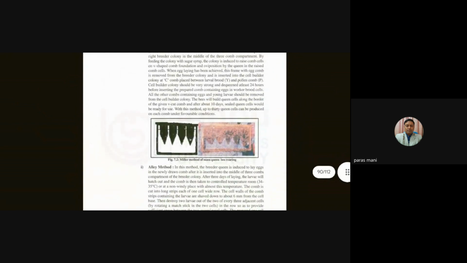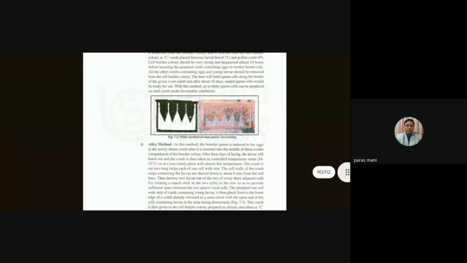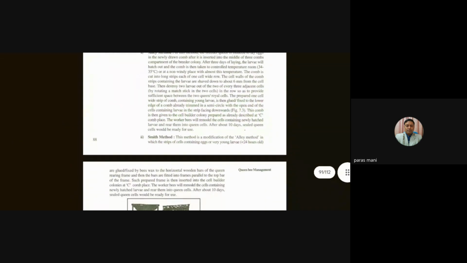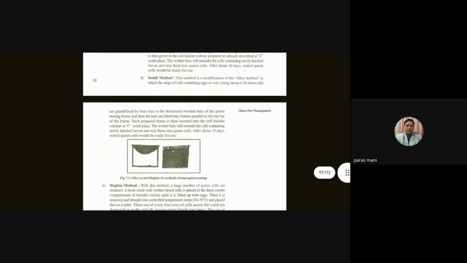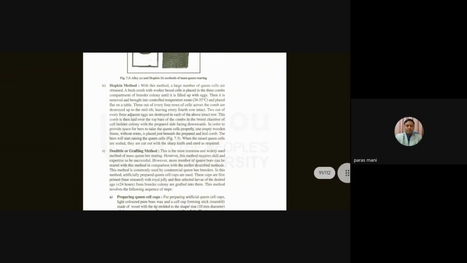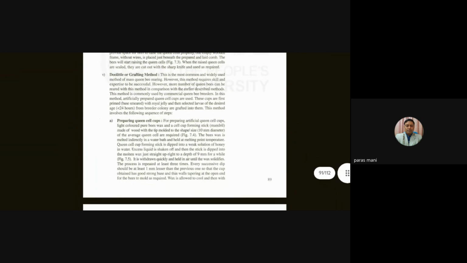Here in the first one, V-shaped comb foundation combs were provided, and queens were reared one each on these kinds of foundation combs. And in the Alley method and Smith method, they used C-shaped combs in such a manner, given in the photographs. Then another is the Hopkins method. But the most important method here is the Doolittle or grafting method.